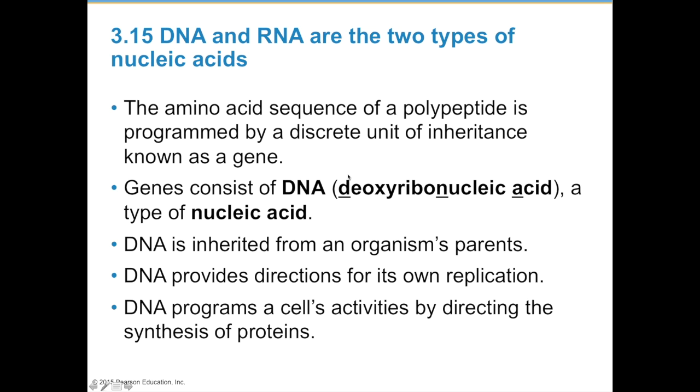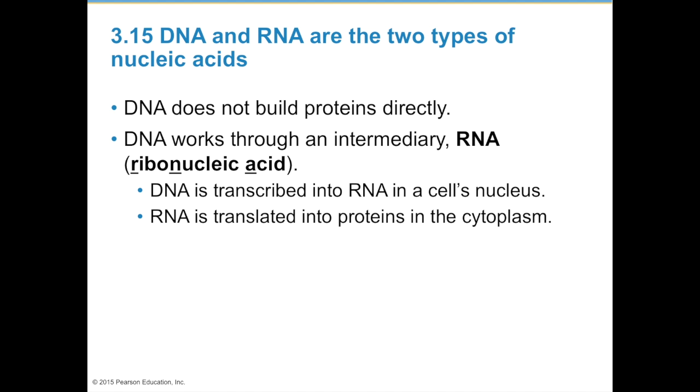Genes consist of DNA, deoxyribonucleic acid, which is one of the types of nucleic acids. We know that DNA is inherited from an organism's parent. DNA provides directions for its own replication. DNA programs the cell's activity by directing the synthesis of proteins. DNA does not build protein directly. DNA works through an intermediary molecule called RNA, which is ribonucleic acid.